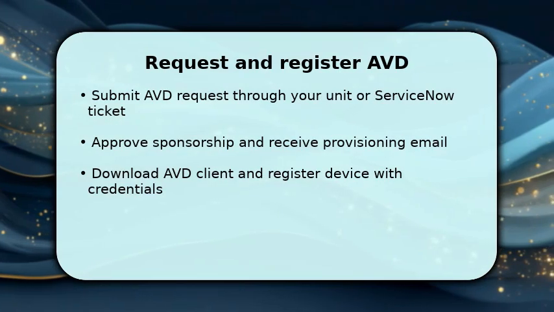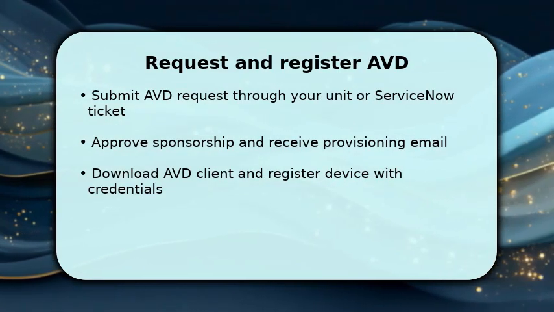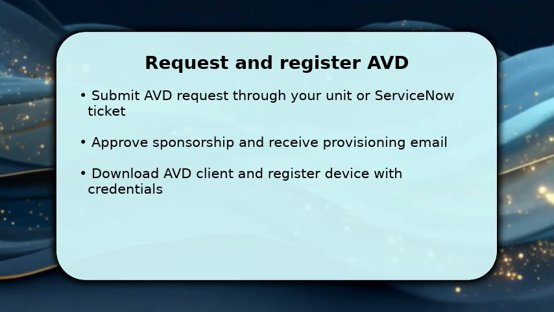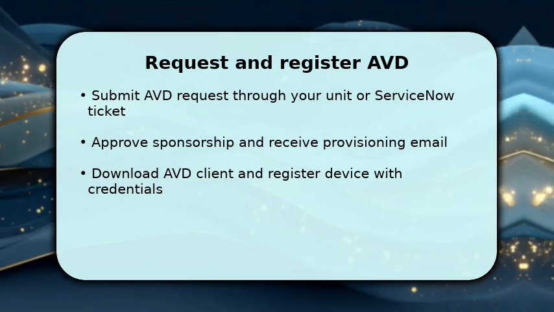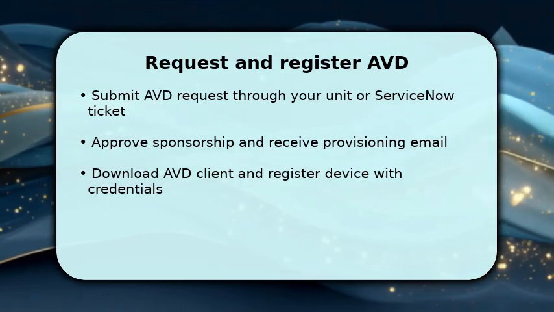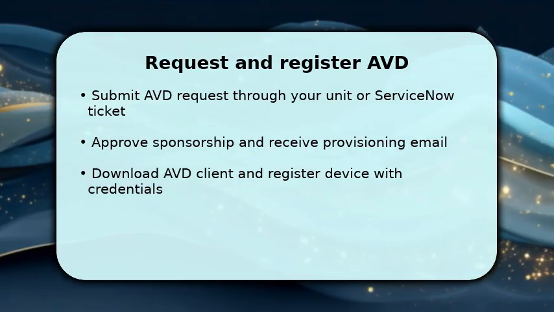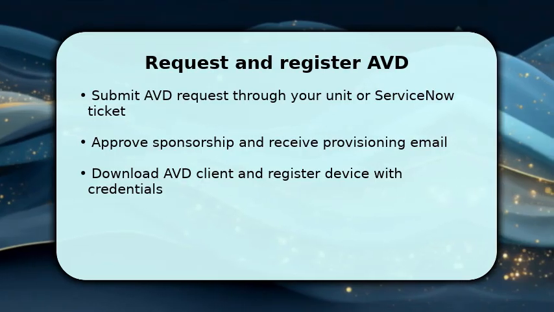You now initiate the provisioning workflow. Submit an AVD request via your unit's admin or ServiceNow ticket and include your CAC details and role. Once a sponsor approves, you'll receive a provisioning email. Follow it because it contains the tenant and resource names.